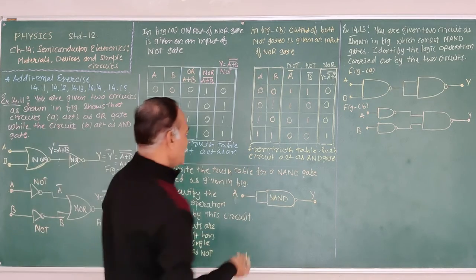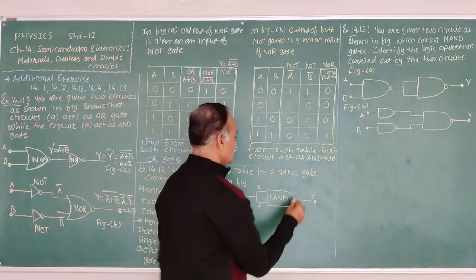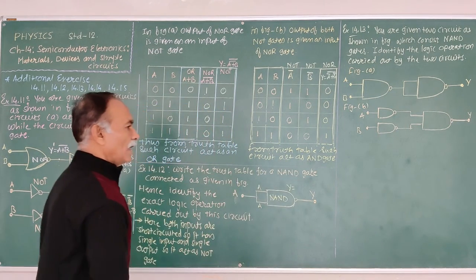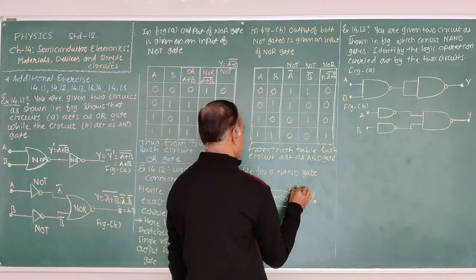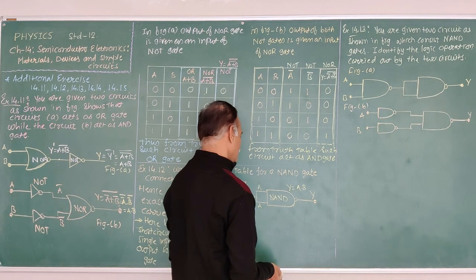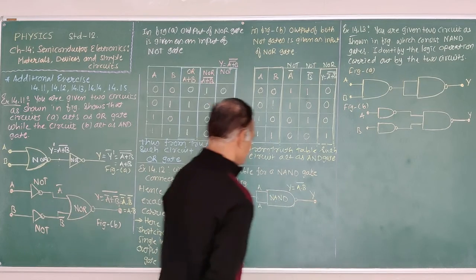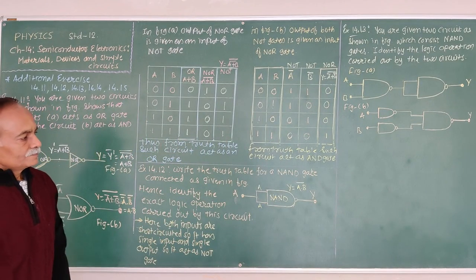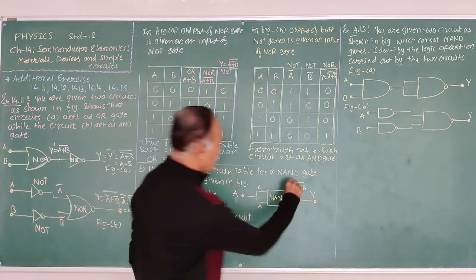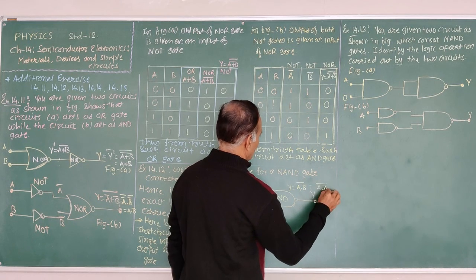So here both inputs are A. The NAND gate has the characteristic Y is equal to A dot B, whole bar. But both are the same, A and B. So it's equal to A dot A, whole bar.